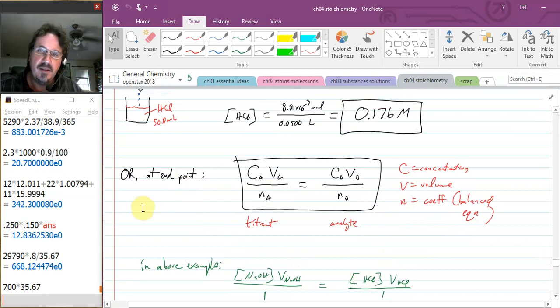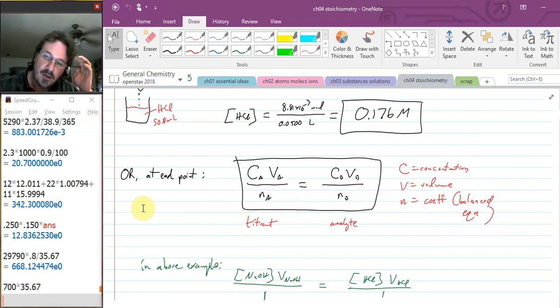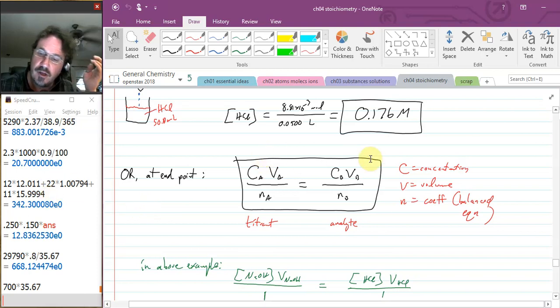Now remember we said that the amount reacting equals the amount of the other one, right? The reactant and the analyte should equal each other, the moles, or more specifically how much reacts with the other. You could use this equation right here, which is going to be true at the end point, or I should say the equivalence point of any titration. The concentration of the one times its volume divided by the coefficient in the balanced reaction would equal the other one, concentration times volume divided by the coefficient.